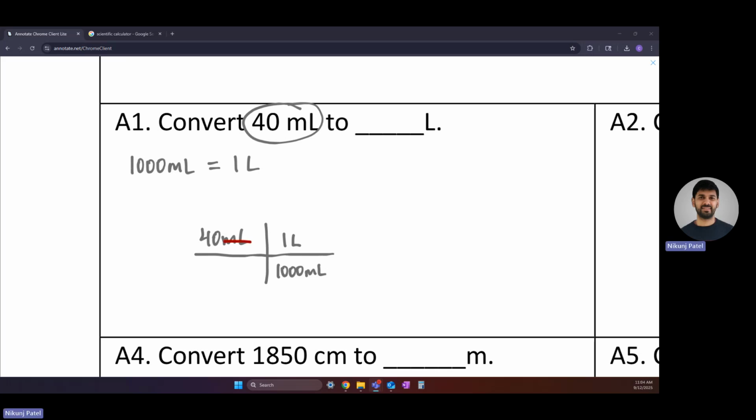Now we notice that we have a milliliter in the numerator and a milliliter in the denominator, and we're left with liters. That doesn't cancel yet, and it's because that's what we want to end up with.